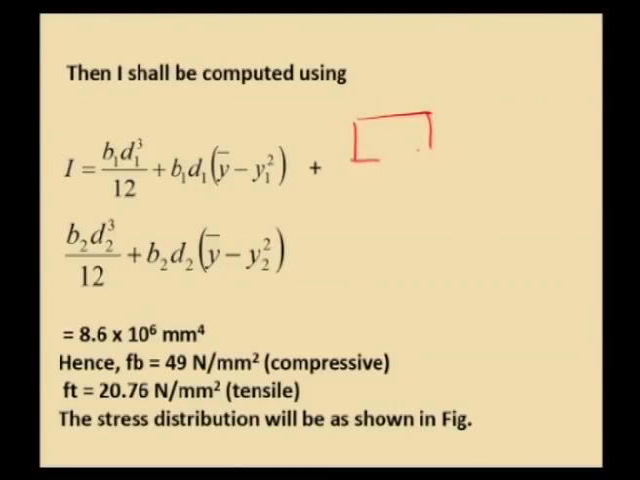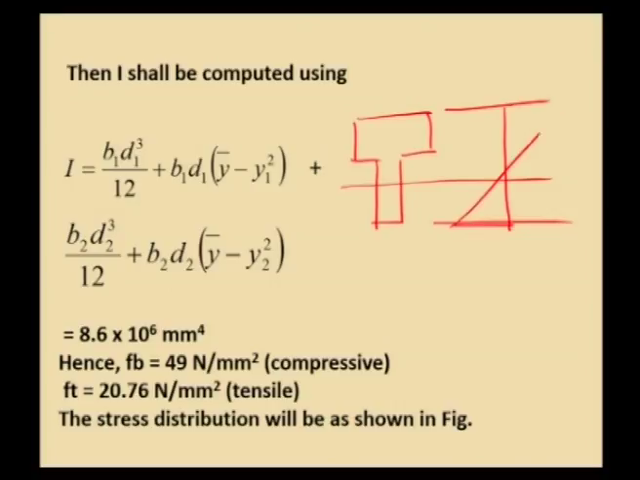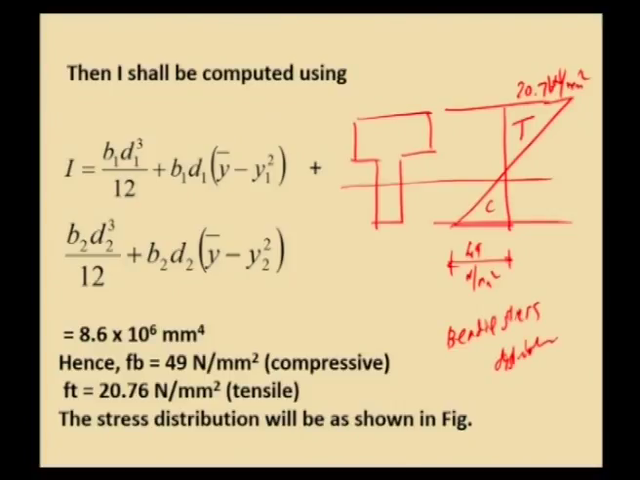So, you have the T section. Draw the centroidal axis, extend the top fiber, extend the bottom fiber, and draw the reference line. At the bottom we have 49 compression, so mark 49 compression, and at the top we have 20.76 Newton per mm squared, which is tensile. At the bottom, compression with a value equal to 49 Newton per millimeter squared. So, this is the bending stress distribution across the T section.